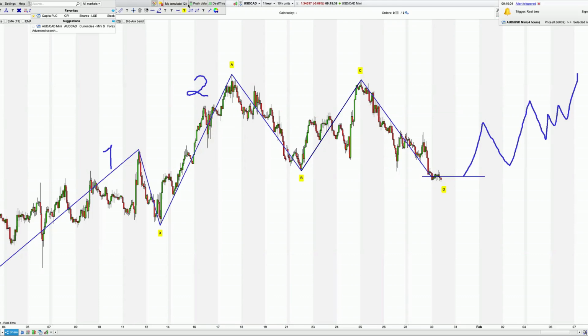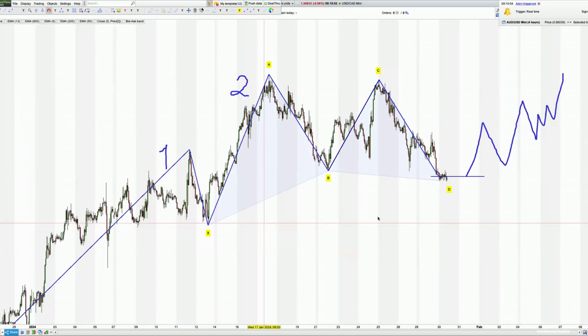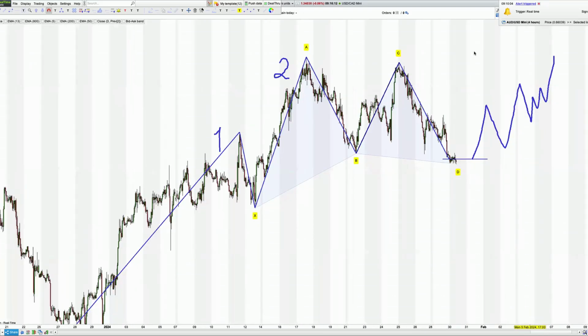There is a bit more to colour in. I do like to get the wings just to really make it visual in place. So that's what we have. That is a harmonic pattern. It features an ABCD. It's a really early aggressive entry here as well. We're taking the completion point on D, ABCD, expecting higher prices in line with the trend. So we'll come back and look at this later on.